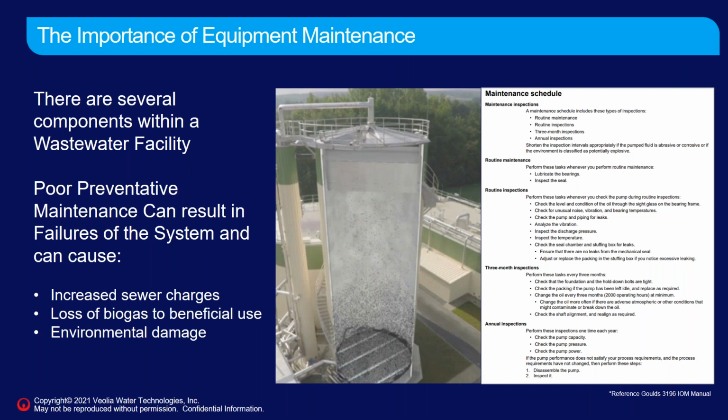Okay, equipment maintenance. So there's a lot of stuff in our facilities, our wastewater treatment plants. So having routine maintenance is critical to keeping the system running and running reliably. So lack of maintenance, failure of equipment, that can result in downtime, loss of biogas for use, having to flare it, environmental damage, increased sewer charges. So really maintaining your equipment is important.